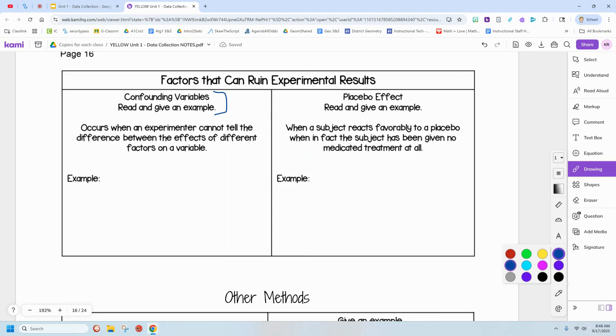So for example, there could be a restaurant that does a remodel. They close down and they remodel, and they have put a whole bunch of excitement into reopening.